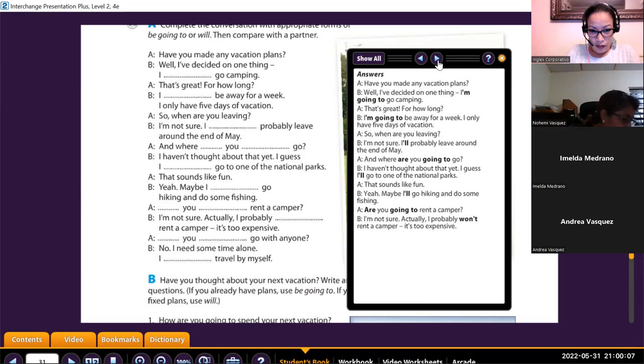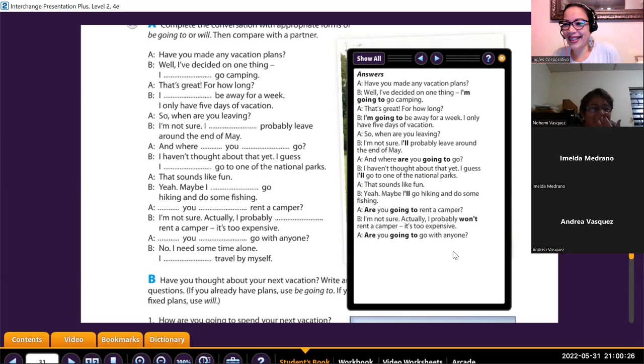Are you going to rent a camper? Oh, yeah, vamos después de it's too expensive. Go with anyone. Are you going to go with anyone? Yes, correct. Pero si estaban en lo correcto. Are you going to go with anyone? No.